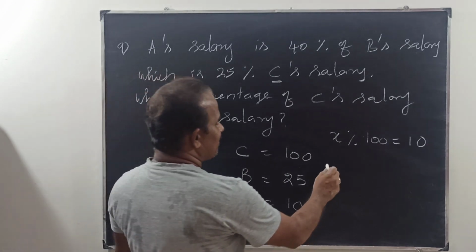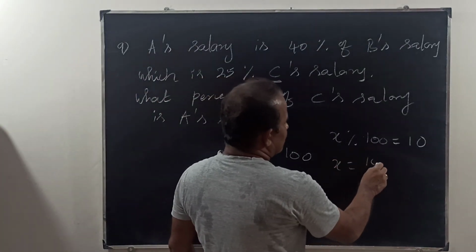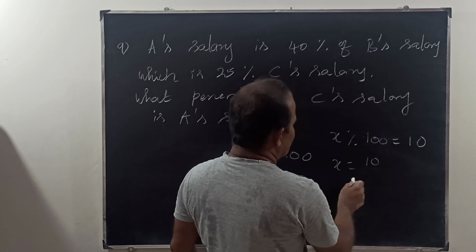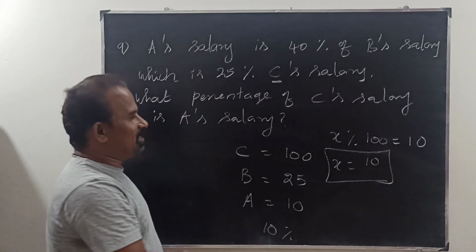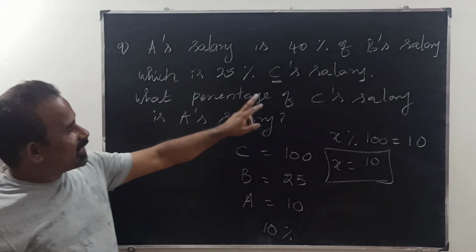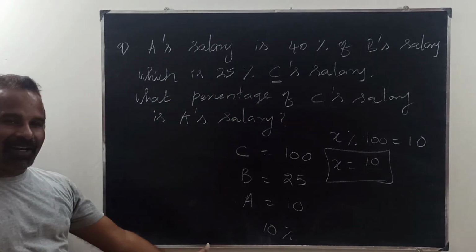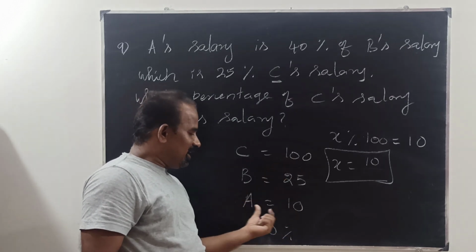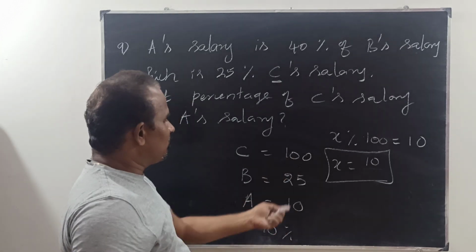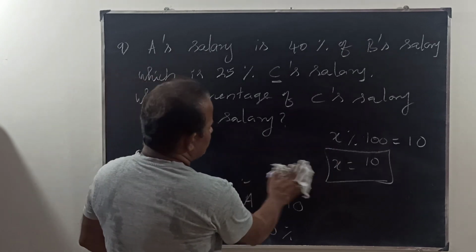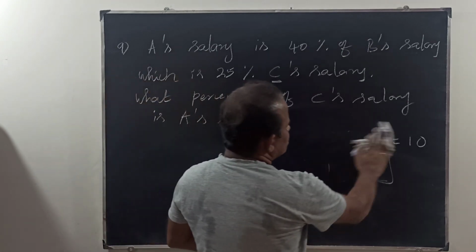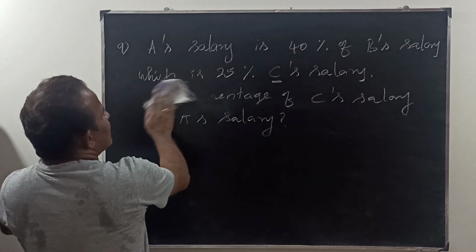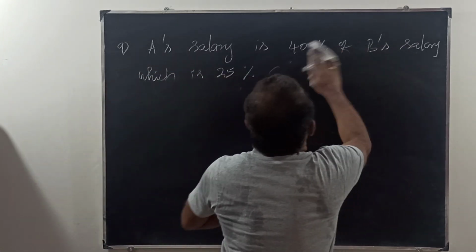Therefore, what is X? X is equal to 10 divided by 100, 100 into 100 cancel. So again I can write X is equal to 10%. So therefore, 10% of C's salary is A's salary. Understood? So X is equal to 10. Therefore, A's salary is 10% of C's salary.